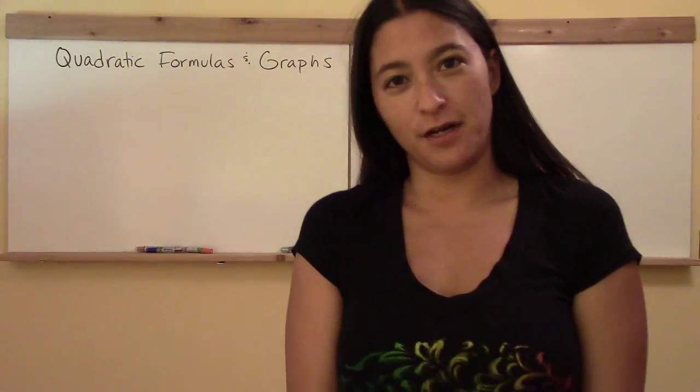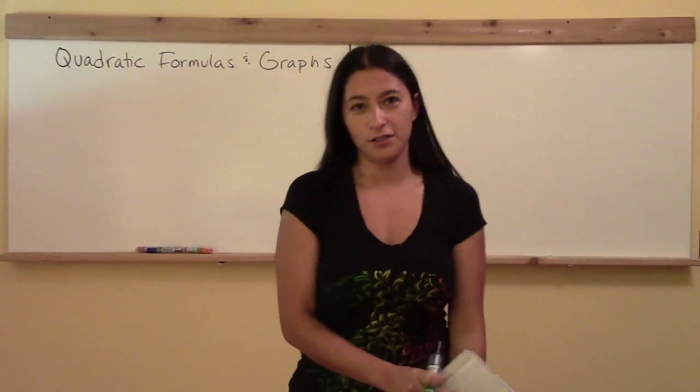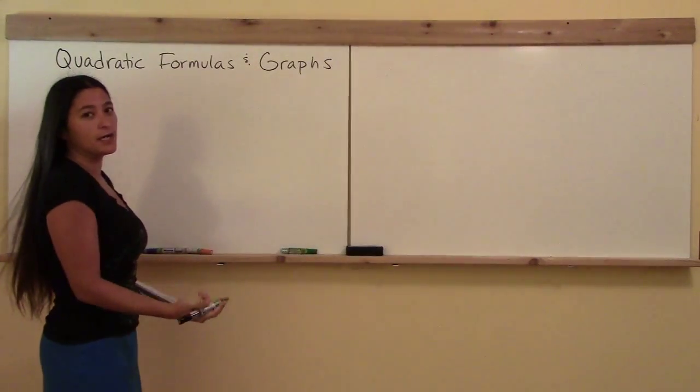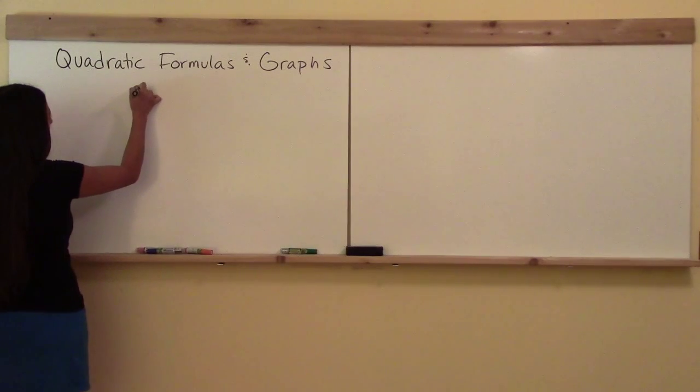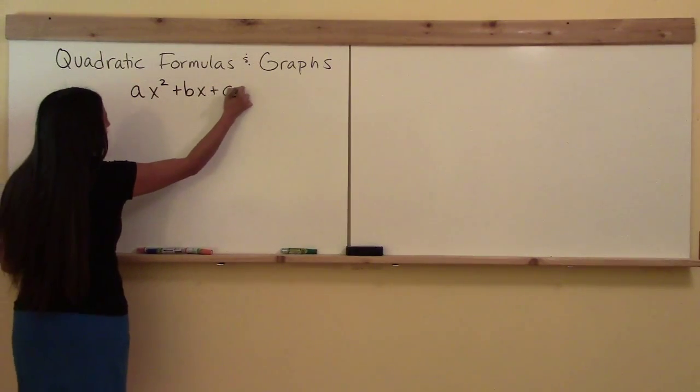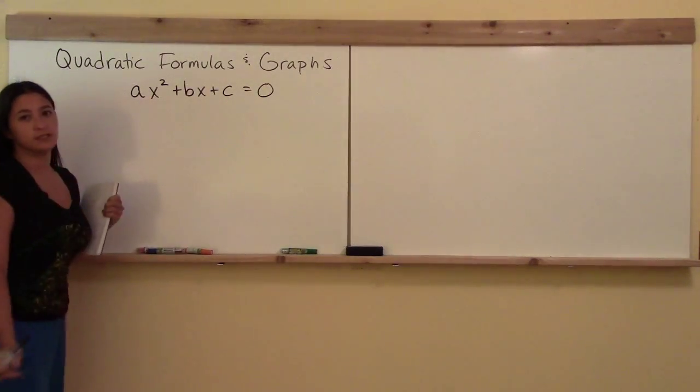Quadratic formulas and graphs. Today we're going to move on to quadratic forms. If you're wondering what makes a form quadratic, I'll show you. It needs to be in this format: ax squared plus bx plus c is equal to 0.